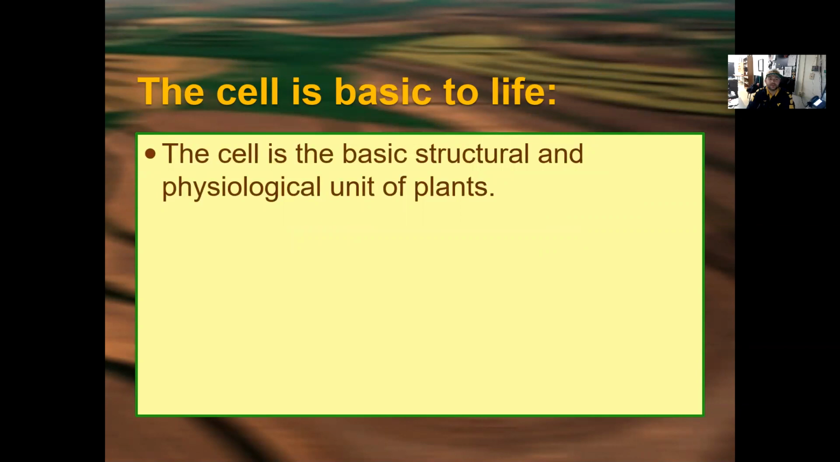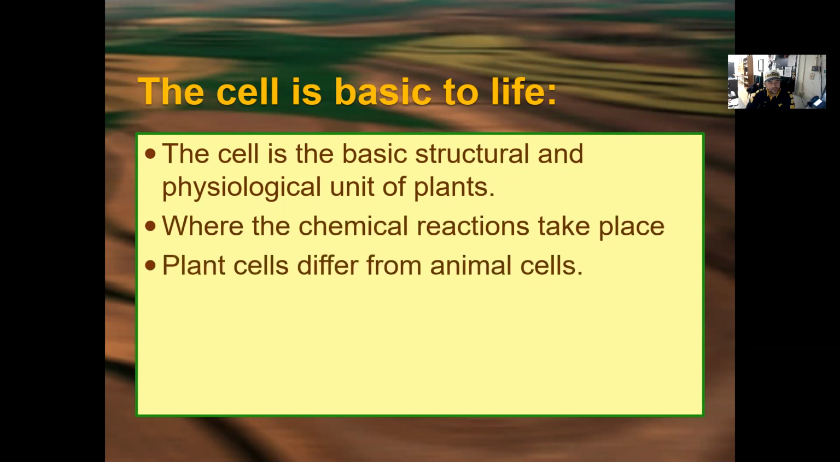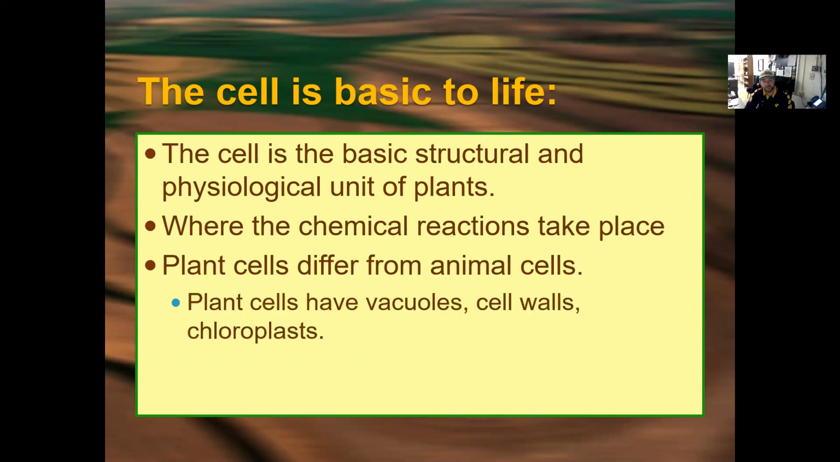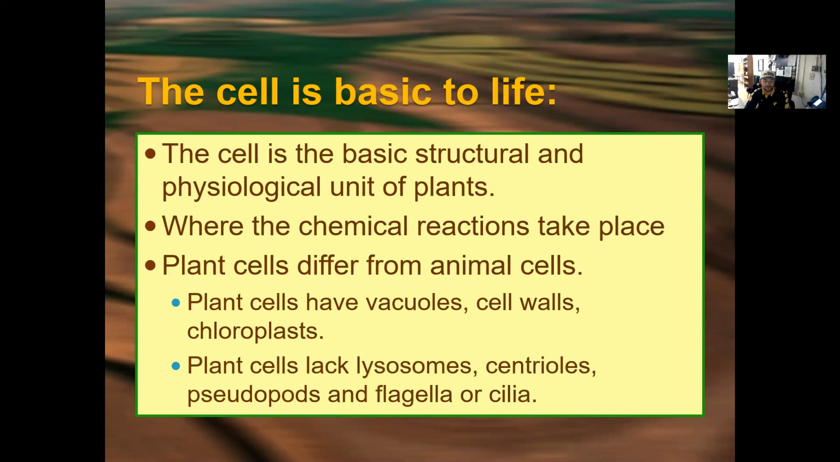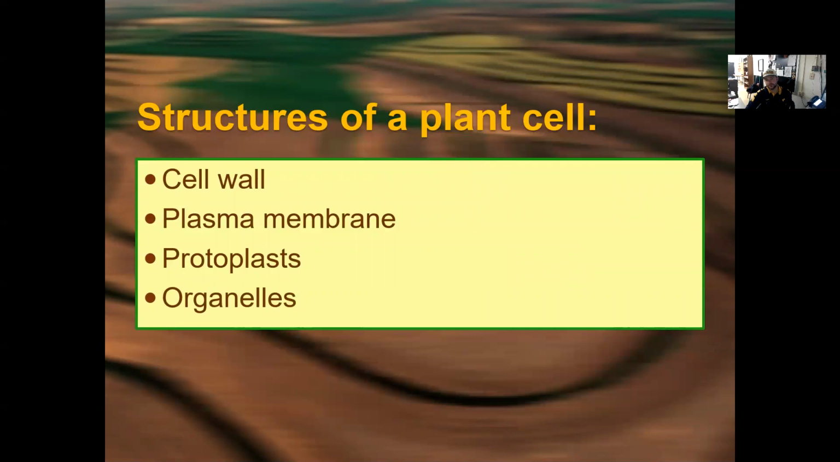So the cell is basic to life. It's the basic structural and physiological unit of plants, where the chemical reactions take place. Plant cells differ from animal cells. Whenever you're dealing with anything in the horticulture industry, you're rarely going to deal with anything pertaining to an animal, so always remember that you are dealing with plants. Plant cells have vacuoles, cell walls, and chloroplasts, and lack lysosomes, centrioles, pseudopods, and flagella or cilia. So with cell wall, plasma membrane, protoplast, and organelles.